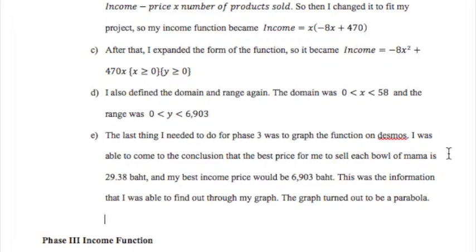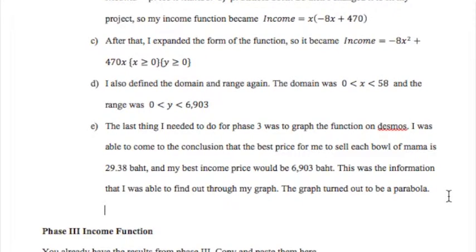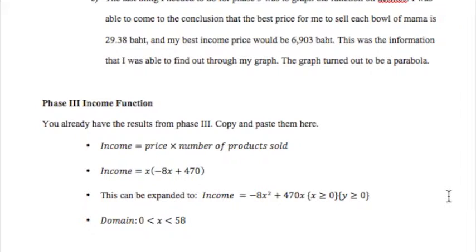After that, I had to define the domain and range again, and the domain for my project was 0 < x < 58, and the range was 0 < y < 6,903. So the last thing I needed to do for this phase was to graph the function on Desmos.